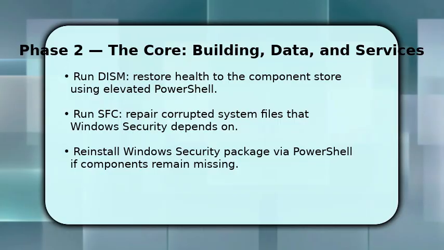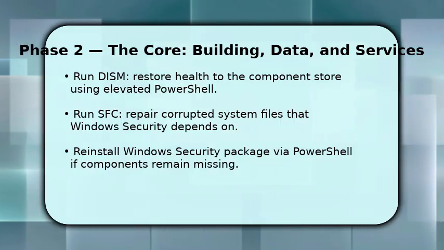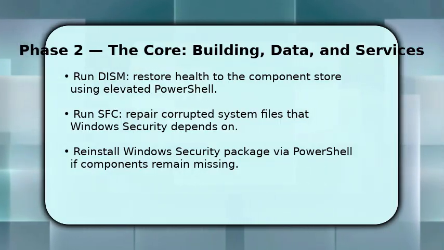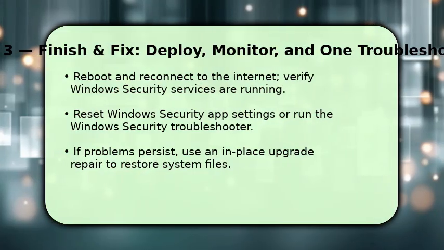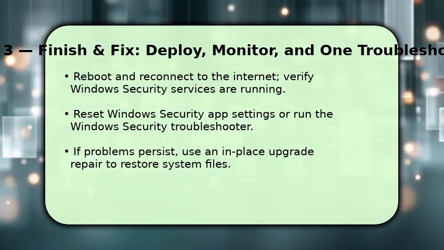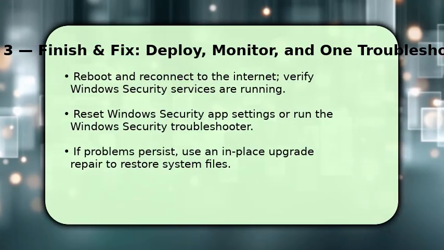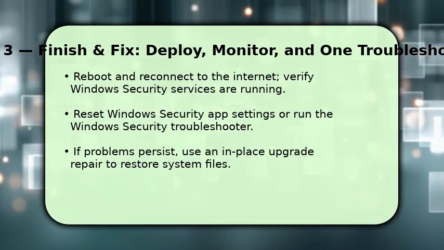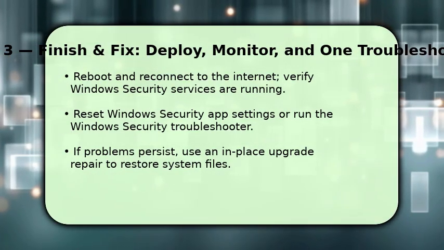You finish by rebooting the PC and reconnecting to the internet, then check services for Windows Security-related services and ensure they are running. Open the Windows Security app and reset its settings, or run the built-in troubleshooter to refresh registrations.